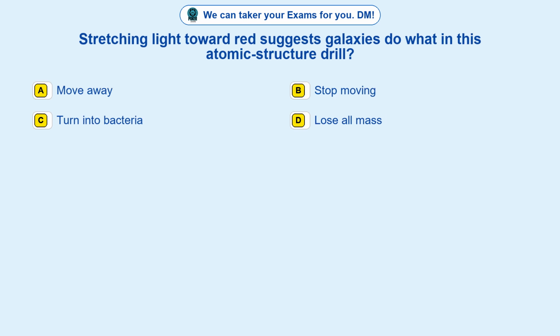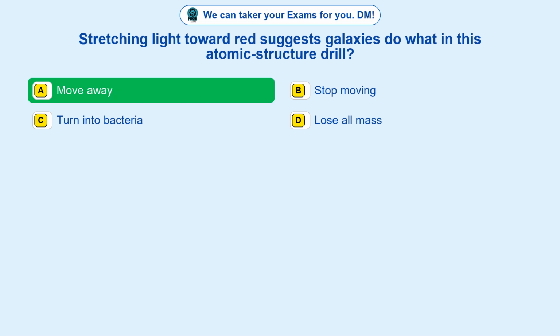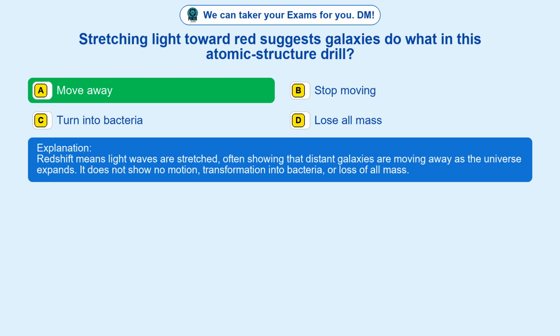Question 94. Stretching light toward red suggests galaxies do what in this atomic structure drill? Option A, move away. Option B, stop moving. Option C, turn into bacteria. Option D, lose all mass. The correct answer is option A. Move away. Redshift means light waves are stretched, often showing that distant galaxies are moving away as the universe expands. It does not show no motion, transformation into bacteria, or loss of all mass.